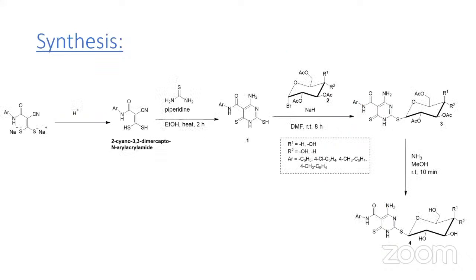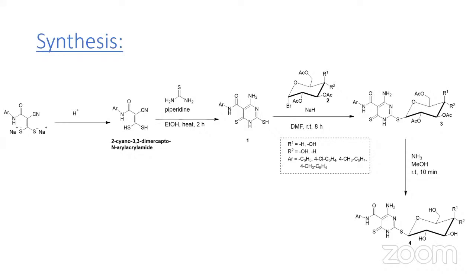So now we come to the most important part of my talk, that is the synthesis of pyrimidine thioglycosides. It is a novel drug synthesis by LGME and its co-authors. The synthesis of our desired thiopyrimidine derivatives achieved using mixture of 2-cyano-3,3-dimercapto-N-aryl-acrylamide and thiourea in absolute ethanol containing drops of piperidine to give thiopyrimidine derivative, that is the compound one. It is shown over here. And the structures of compound one have been confirmed by using spectral and chemical measurements.